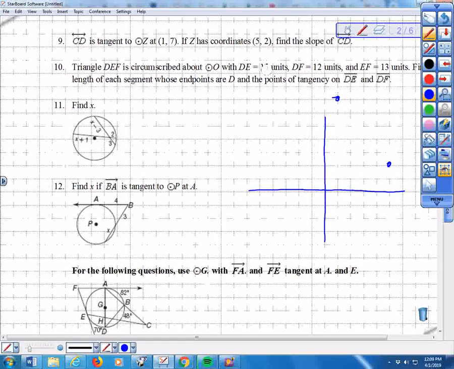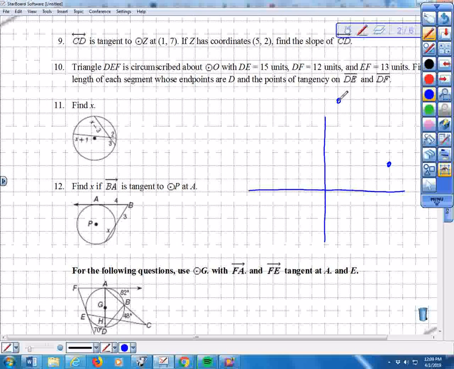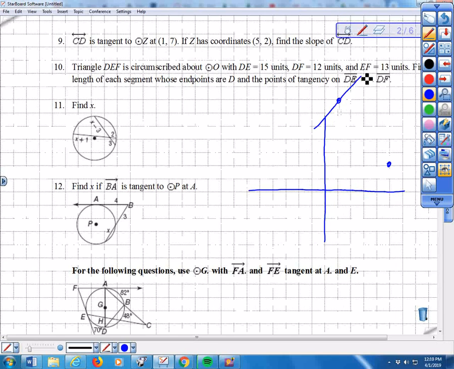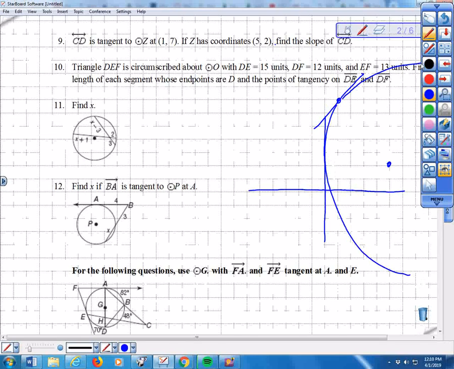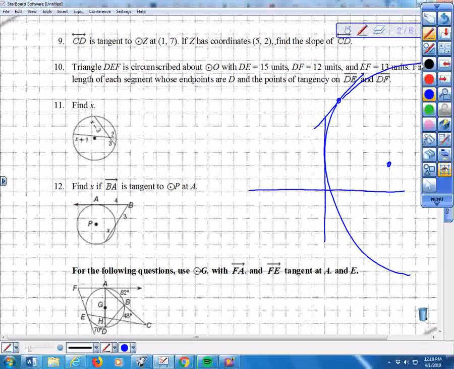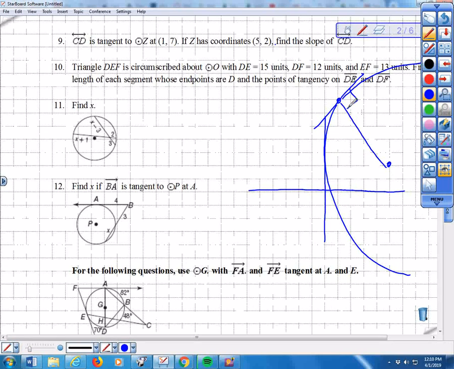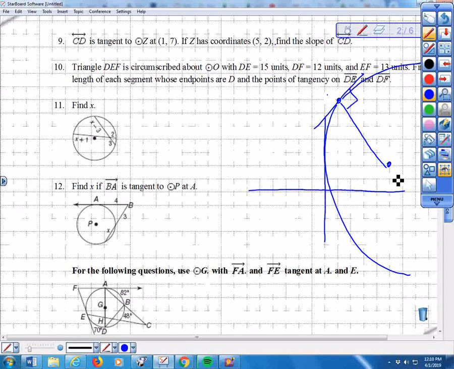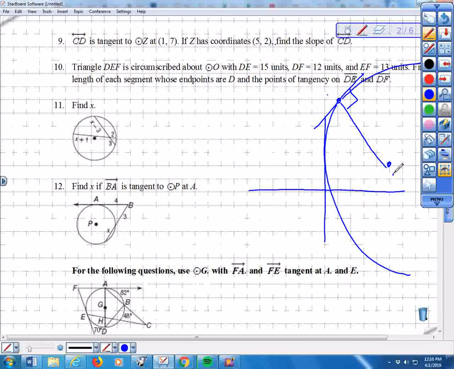CD is tangent to the circle. So I have this circle going around. It's going to go through this point, (1, 7). And I've got this line CD that's tangent to the circle. If this is my line to my center, and it's tangent, it's 90 degrees. So if I find the slope that goes from this point to this point, how can I find the slope of a 90-degree line, a line that's perpendicular? What do we know about perpendicular slope?